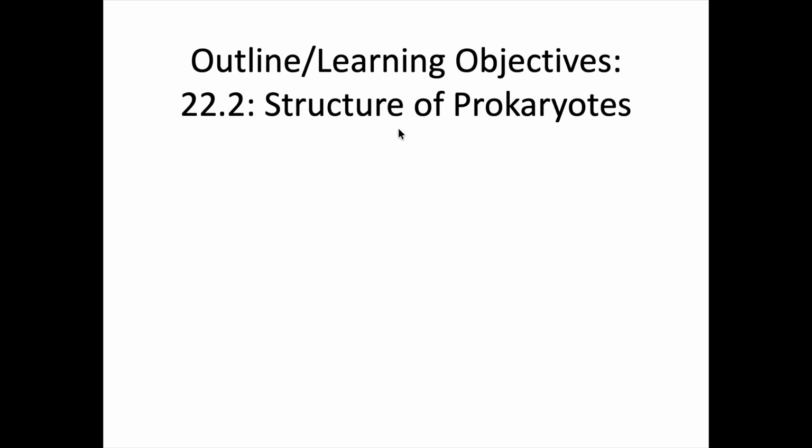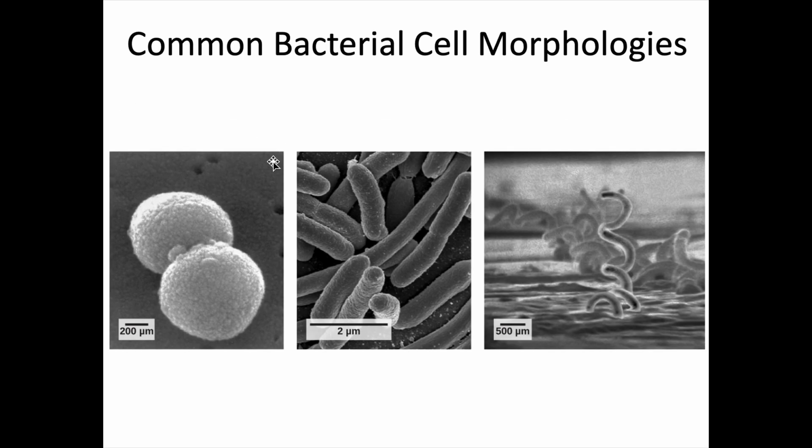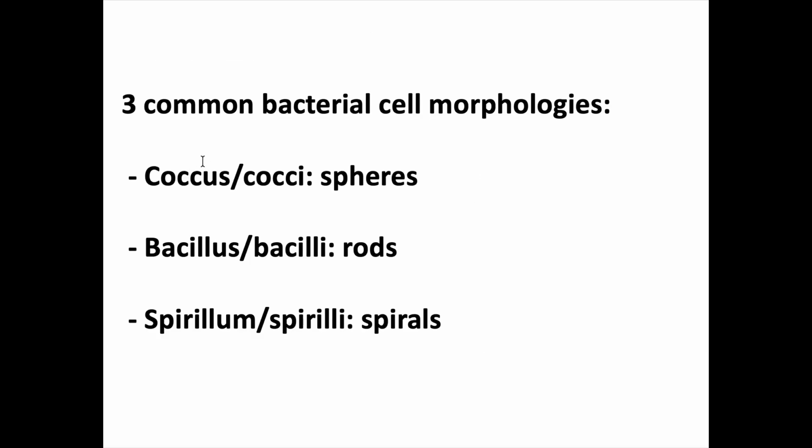Moving on, let's talk about the structure of prokaryotes. So we did capsid morphology in the last chapter. We've got 3 common bacterial cell morphologies as well. These are cocci, which is spherical, bacilli, which are these rods, and spirillum, which are these corkscrews or these spirals. So singular, plural, coccus, cocci, bacillus, bacilli, spirillum, spirilli. I'm not going to trick you with a test question about this. This is just for your interest. Spheres, rods, and spirals.